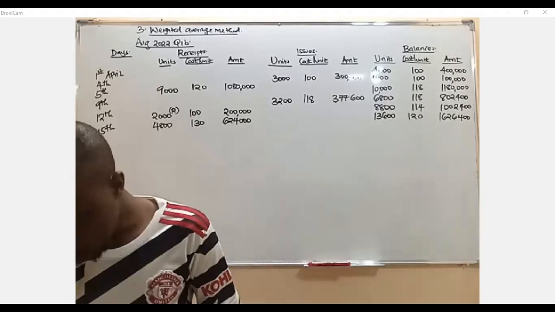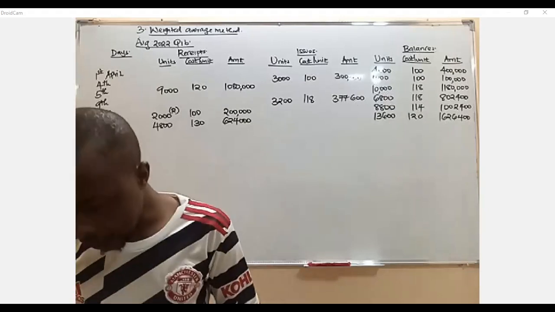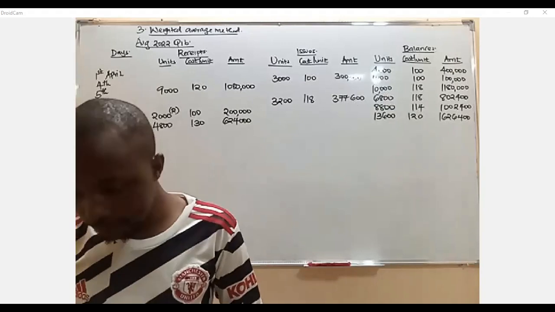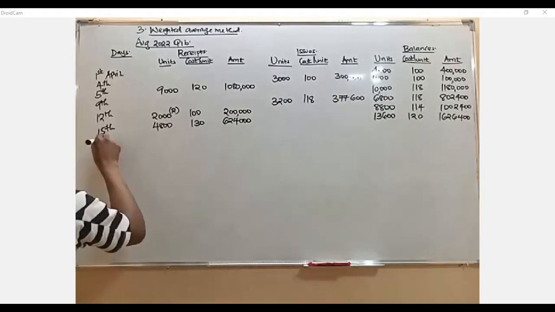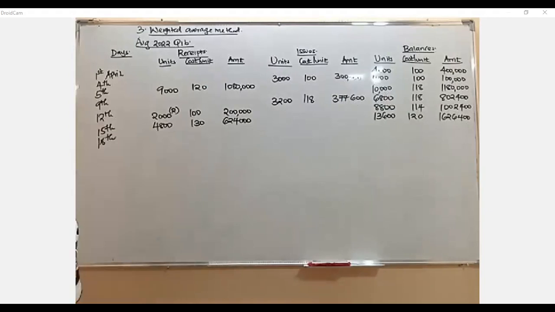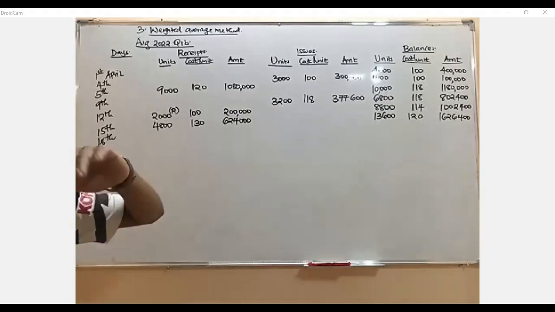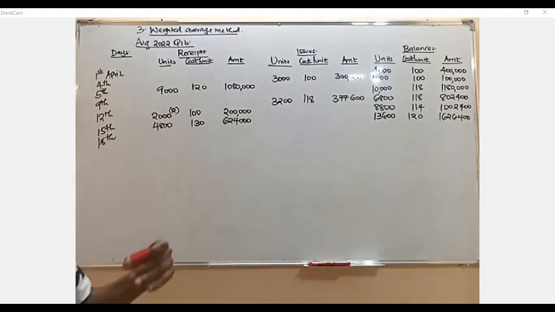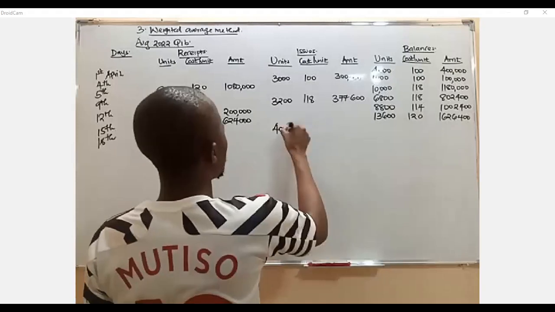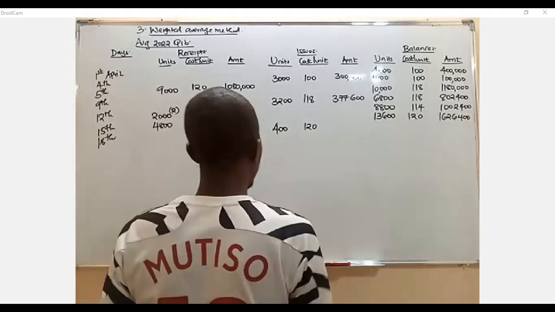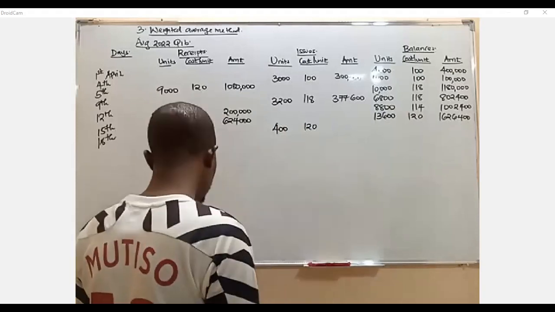Then from there, we go to date 18, return to supplier 400 units out of the quantity received on 5th April 2022. So on 18, we were able to return how much? The return was 400 units. Once we are making a return, we issue, because it's a return outward, a return which we are taking to supplier. 400 units at 120, right? So 400 times 120, getting 48,000.